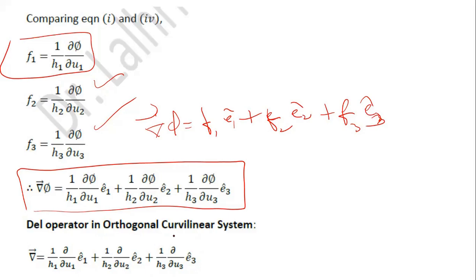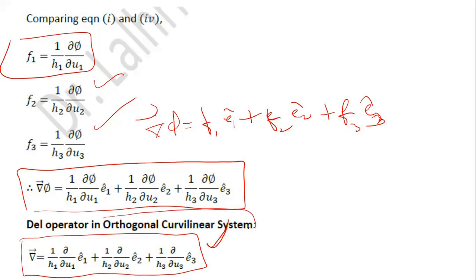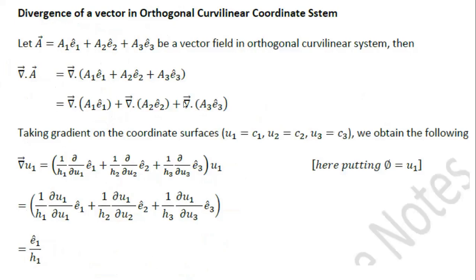1 upon h2 del upon del u2 e2 cap plus 1 upon h3 del upon del u3 e3 cap. So this is your del operator. This is another vector operator in your orthogonal coordinate system. Okay. Now let us see what will be the form of divergence of a vector in orthogonal coordinate system.